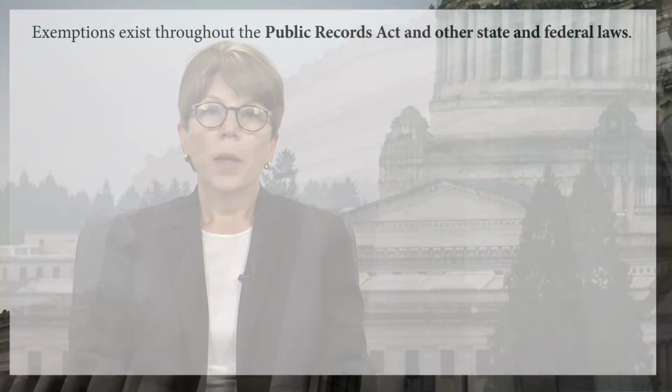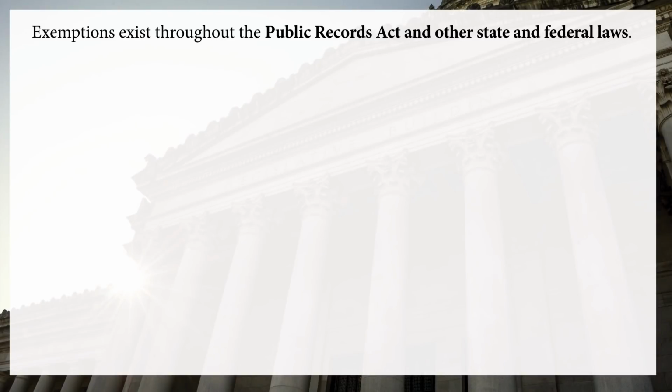Agency responses denying in whole or in part inspection or copy of any public record shall include a statement of the specific exemption authorizing the withholding of the record and a brief explanation of how the exemption applies. Exemptions exist throughout the Public Records Act and other state and federal laws.